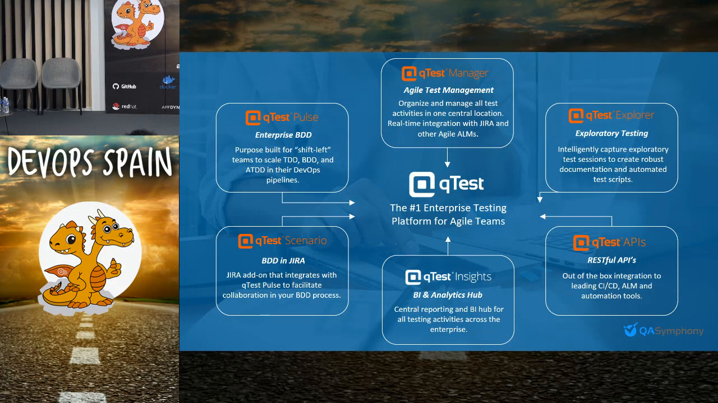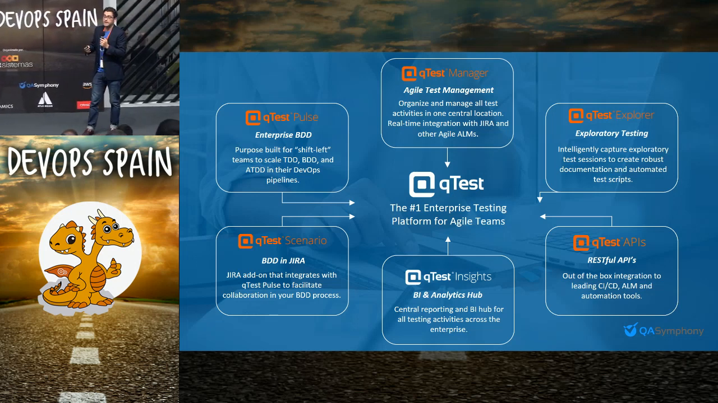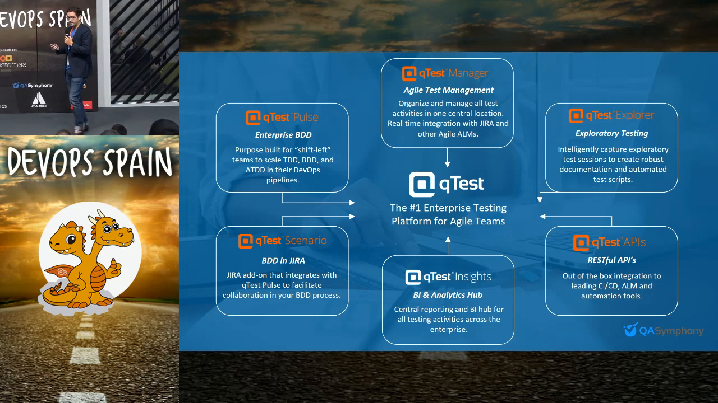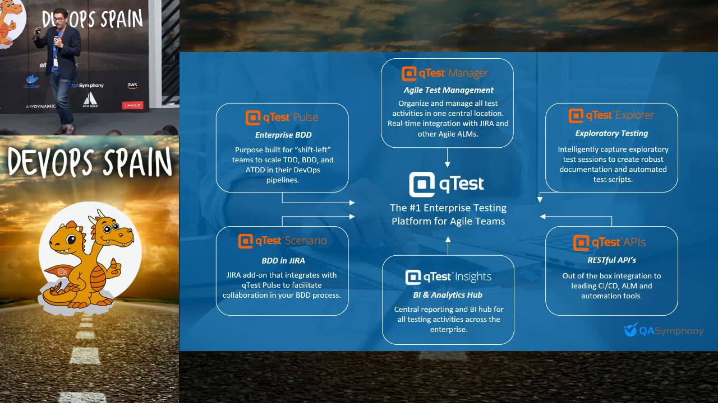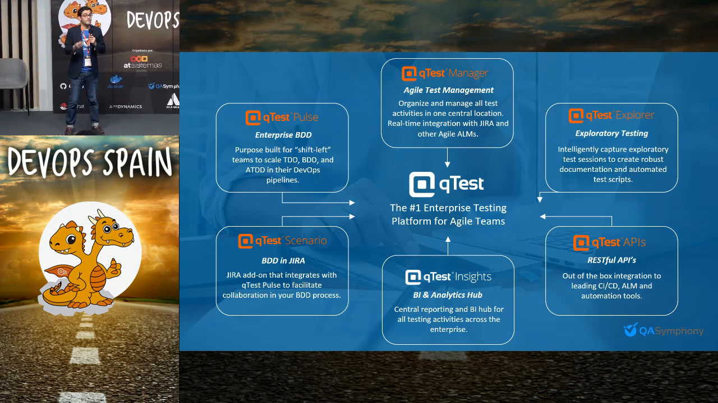Down at the bottom, we have QTest Insights. So from a top level, looking down one single pane of glass around reports and analytics. How can we measure the speed of development, the speed of testing, and really put a metric on this actual DevOps process? And now on the left-hand side is really where QASymphony gets focused on DevOps.